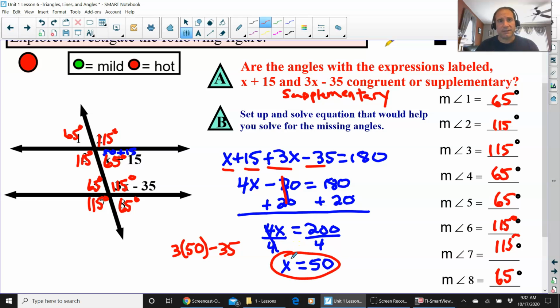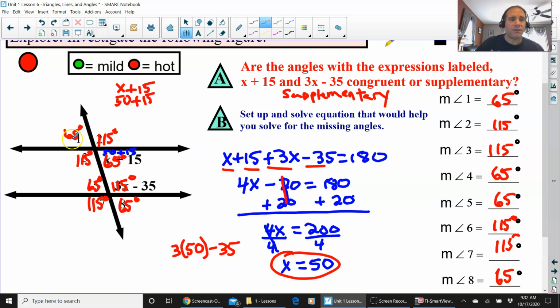X equals 50. You have to substitute in. So we're going to take the first expression that they give us, the x plus 15, and we substitute that 50 in: 50 plus 15. That is 65 degrees. So the measure of angle 4 is 65 degrees.